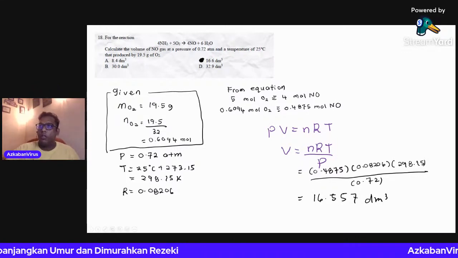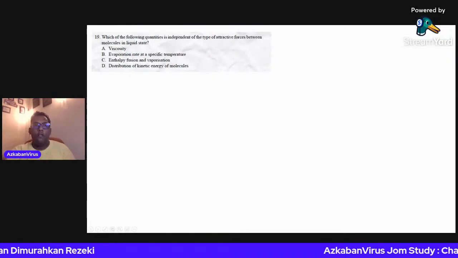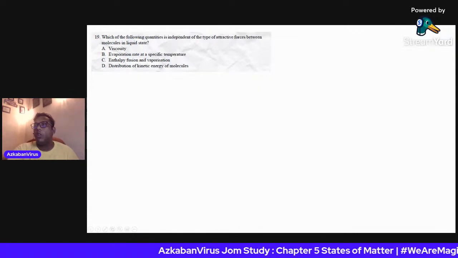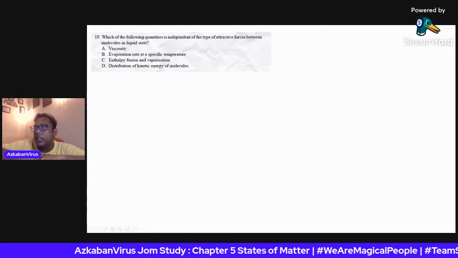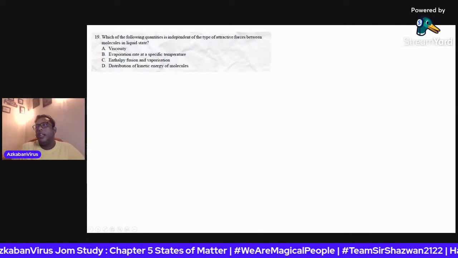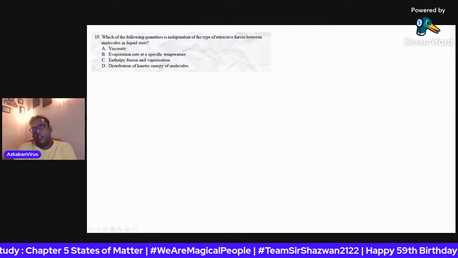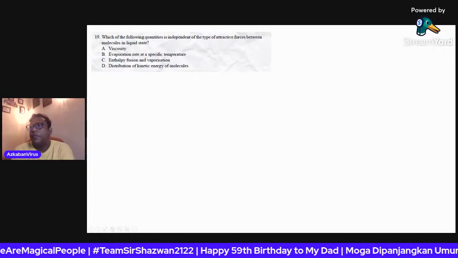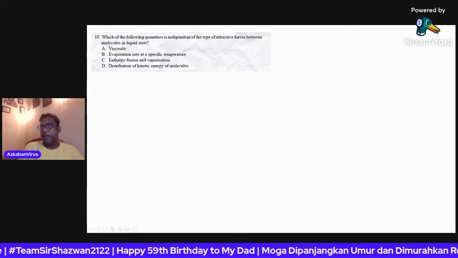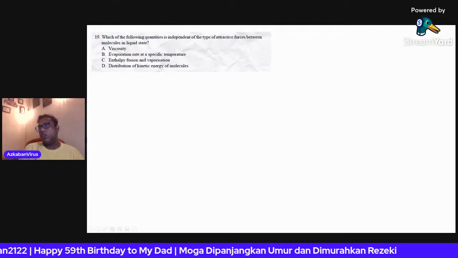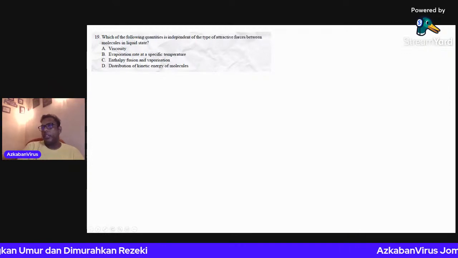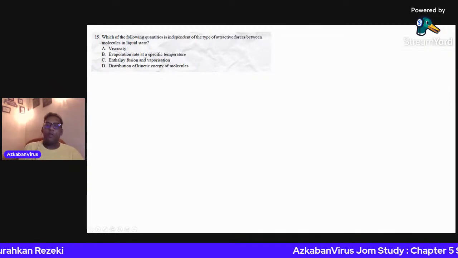Okay. So ini adalah 18. Which of the following quantities independent of the type of attractive force of molecules in a liquid state? Dia tak bergantung dengan jenis IMF dia. Viscosity, evaporation rate at a specific temperature, enthalpy of fusion and vaporization, and distribution of kinetic energy of molecules.